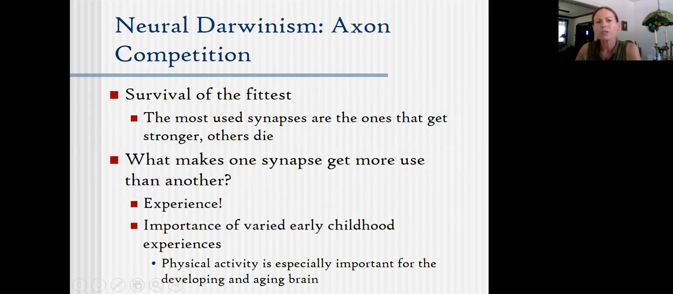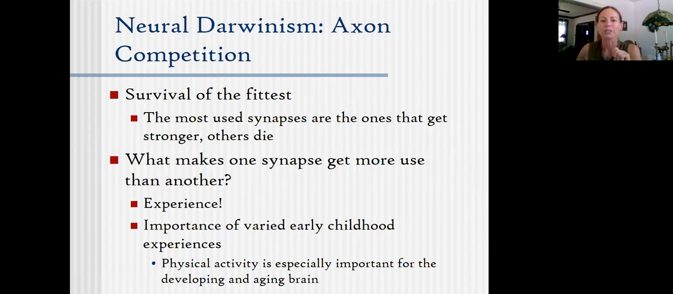So neural competition, or neural Darwinism, is this idea of the survival of the fittest. The synapses that are getting used are the ones that get stronger. The others die.